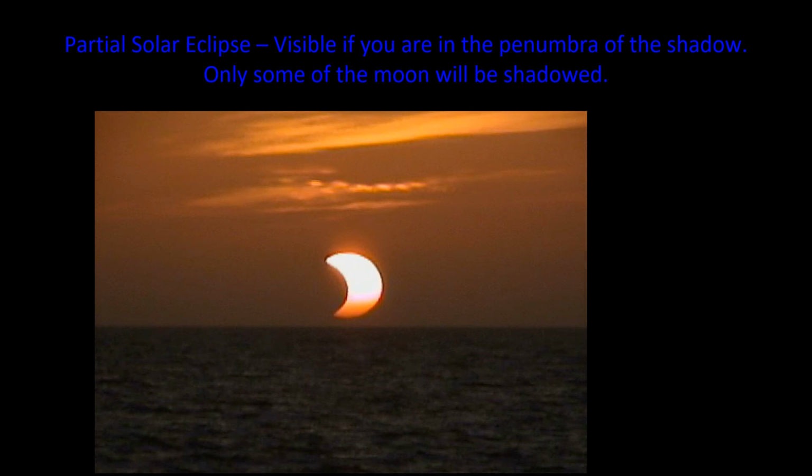A partial solar eclipse is visible if you are in the penumbra of the shadow. Only some of the sun will be shaded.